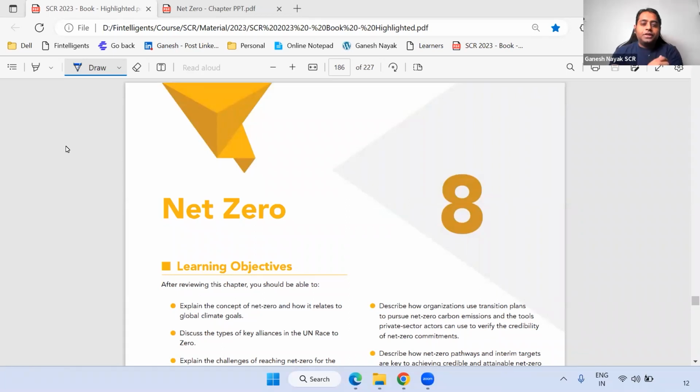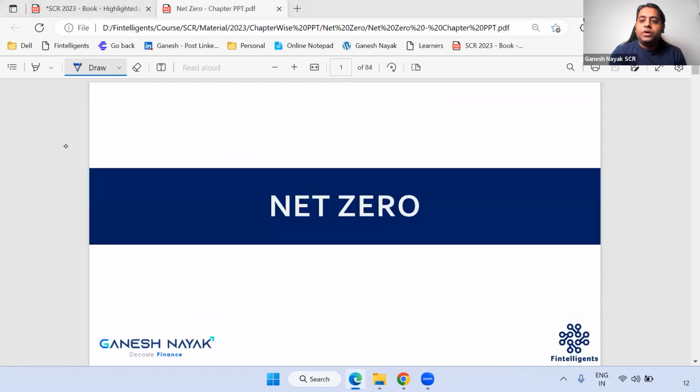We're going to be starting out with this chapter, which is called Net Zero. It is the 8th chapter in the new edition of the SCR exam, and it's a fairly simple chapter. There are a few case studies in the second part of the chapter. Not all of them are important. We're going to be highlighting the important parts, and I'll also be running a PPT so that you guys can see some important points, and also I'll be highlighting important sections. Let us start with the discussion.